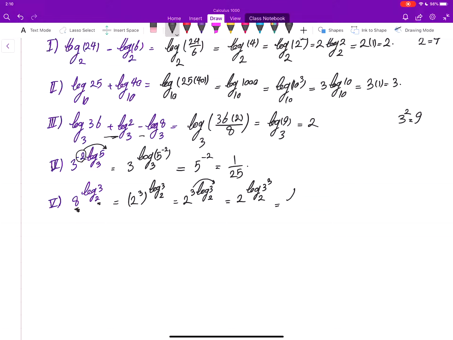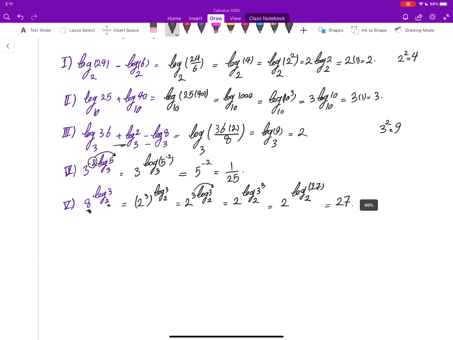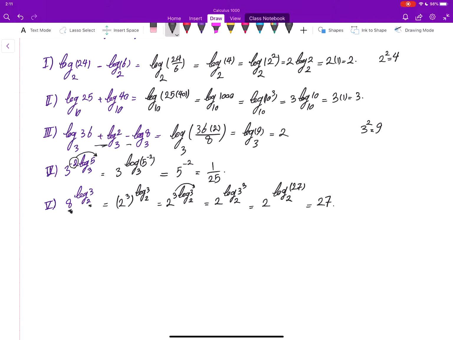So this gives us now 2 to the power log of 2 to the 3 times 27... base 2. 2 to the power log of something base 2 will be that something. Well, you have to be able to do these kinds of computations. These are the properties of log, and you have to be able to do these things.